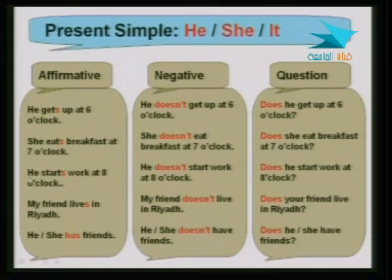Third sentence. He starts work at 8 o'clock. He doesn't start work at 8 o'clock. Does he start work at 8 o'clock? Notice the verb here also drops the s because it's already attached to the helping verb. And similarly, it's dropped here too, because that s, which comes in the affirmative sentence, is dropped in the case of negatives and questions because it's already carried by the helping verb. The next example: my friend lives in Riyadh. Of course, the subject can also be my friend, his friend, your friend, their friend.